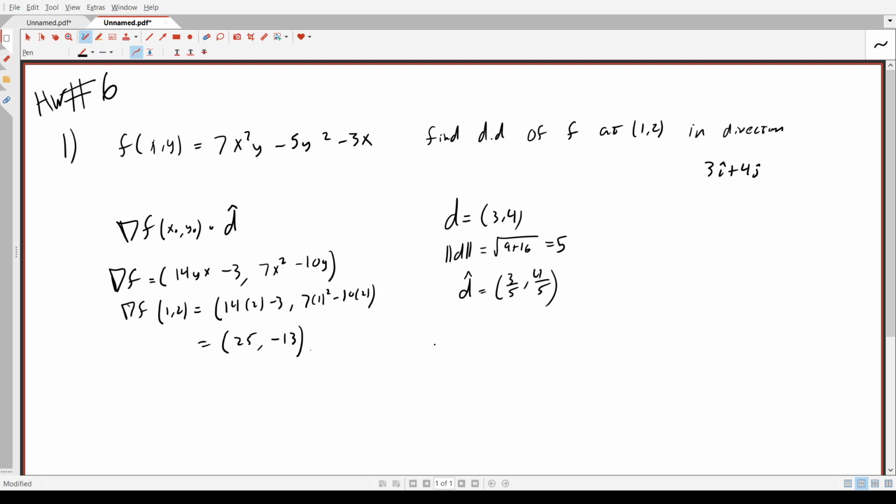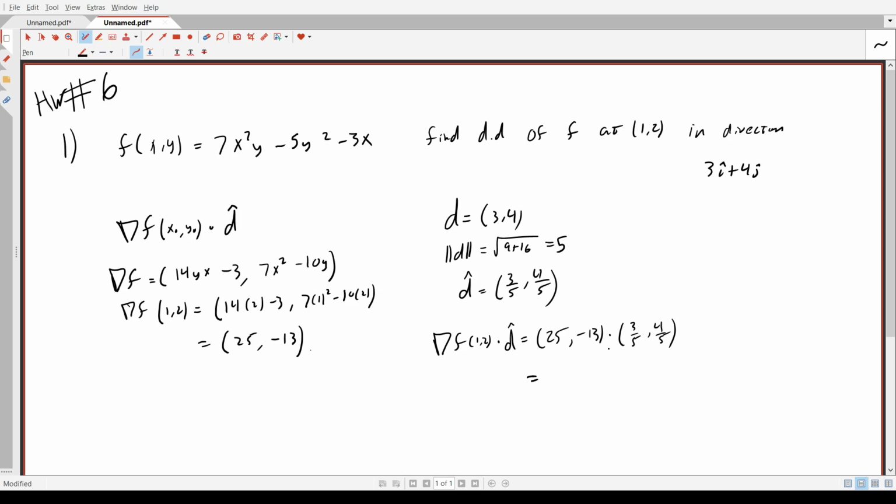So finally, the gradient of f at 1, 2, in the direction of d, that's going to be 25, minus 13 dot 3 over 5, 4 over 5. Is that 13 correct? 1 and 2, and this is going to be 7x squared minus, yeah, that's right.